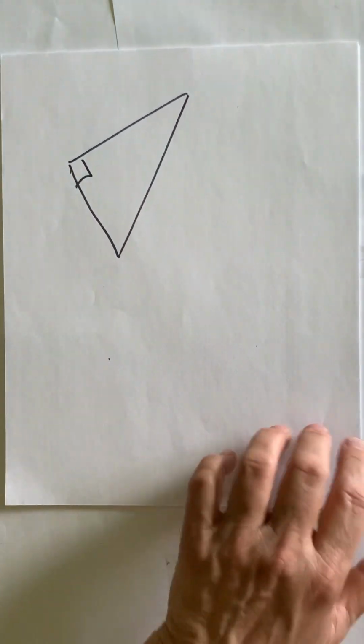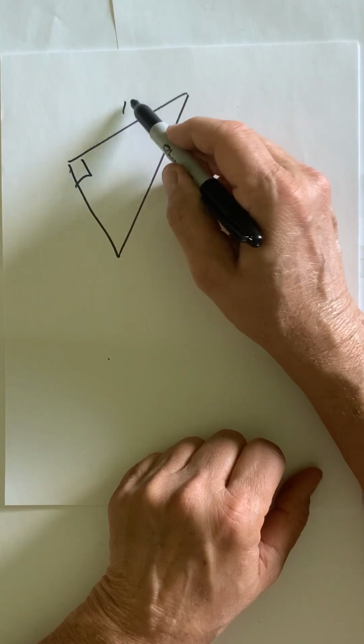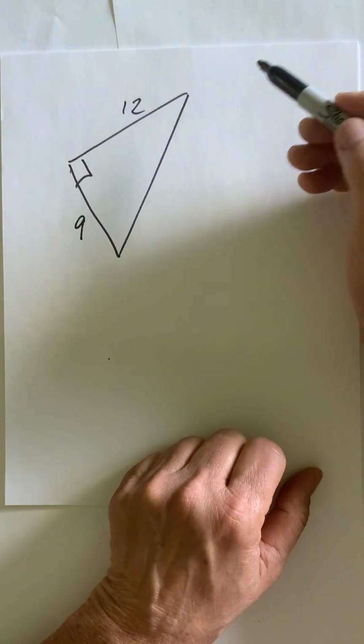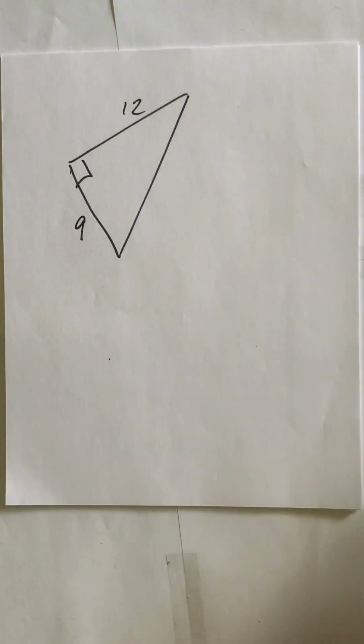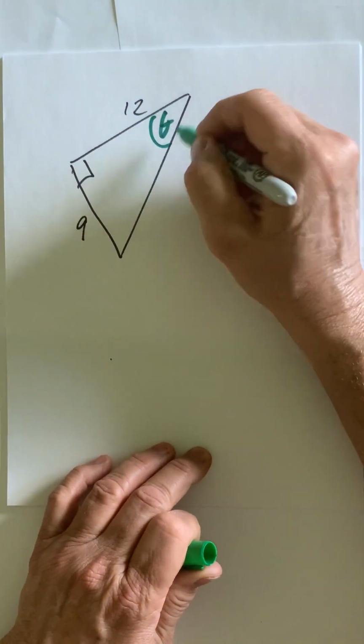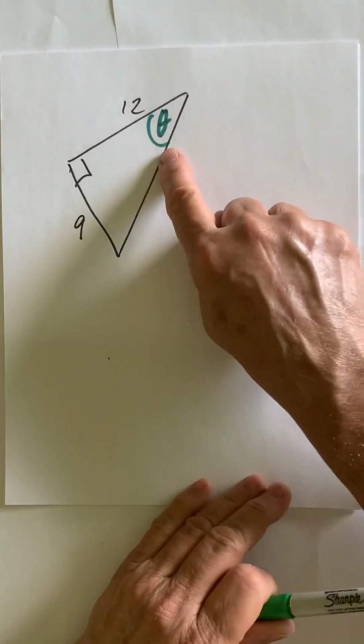Or some kind of problem you're working with. And you know that this length is, let's say, 12, and this length is 9. And let's say you're looking relative to theta, which is here. Make sure you can see everything. All right, and they want to know this angle theta.